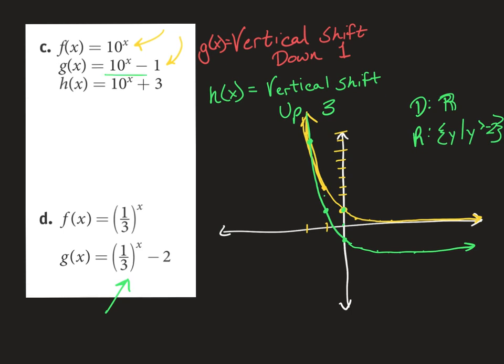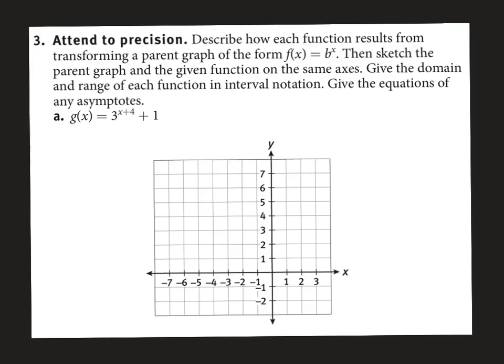So this one's range, since it was shifted down 1, was a range of y where y is greater than -1. And the h of x would be y where y is greater than 3. And they're all greater thans because they were not reflected. Reflected is what makes a negative sign.